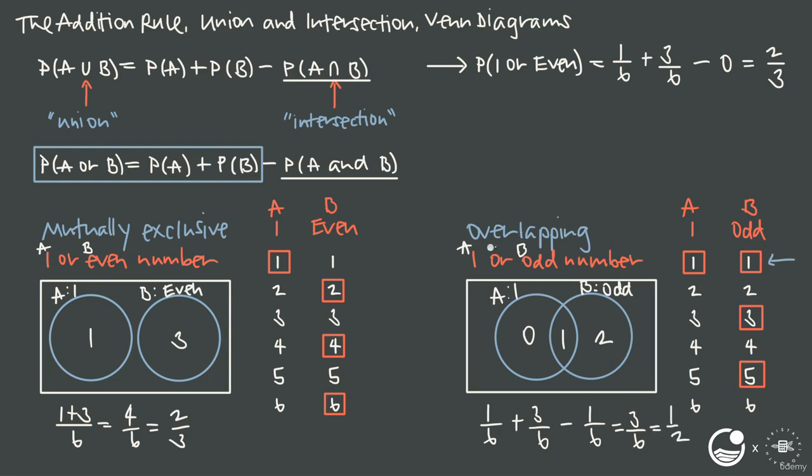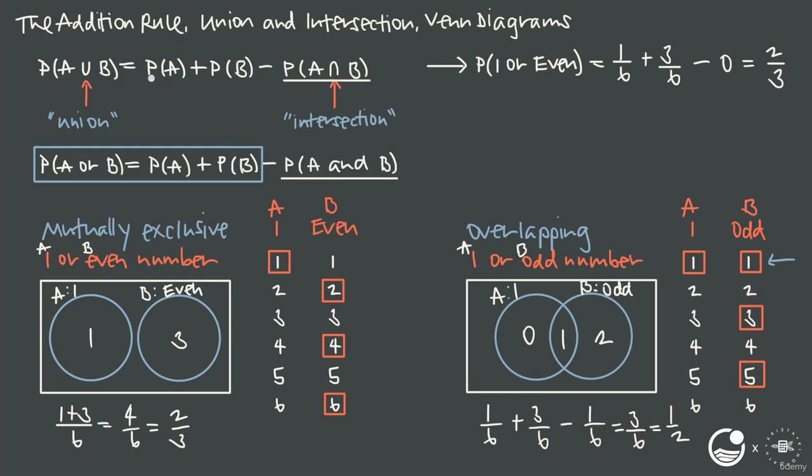So the probability of A or B occurring in this scenario is 1/2. The probability of rolling a 1 or an odd number is 1/2. And that makes sense because when we look back at our chart here, the probability that we get a 1 or an odd number, just intuitively, is going to be satisfied when we roll a 1 or a 3 or a 5, which is exactly half of the possibilities when we roll the 6-sided die one time.